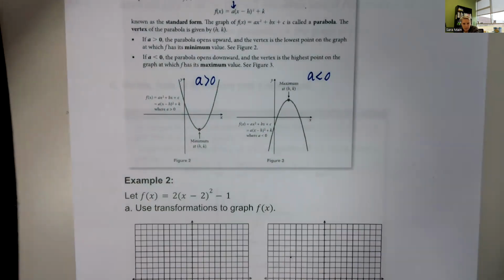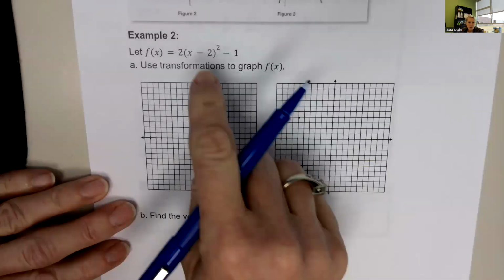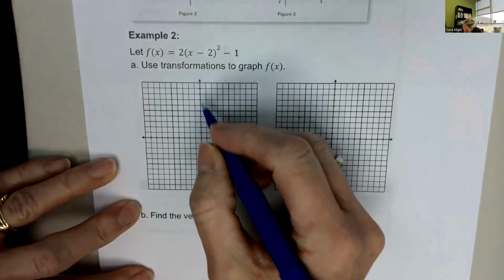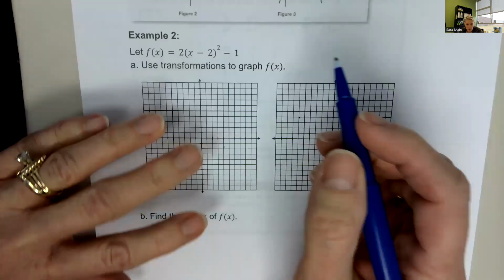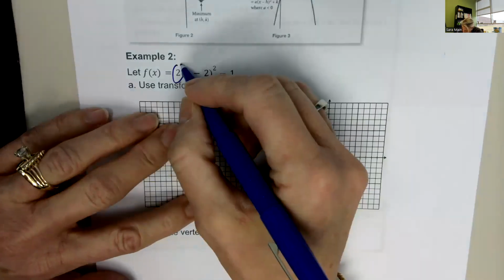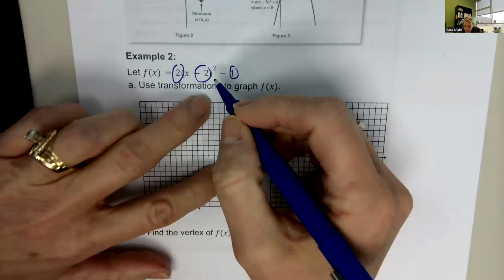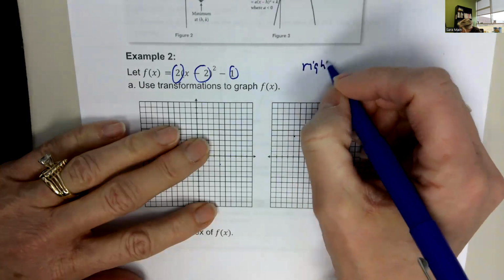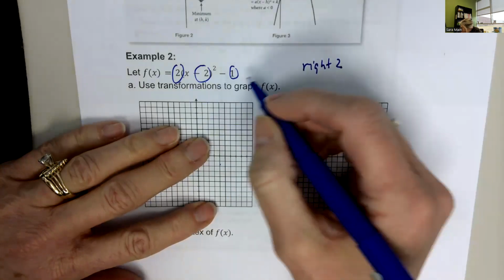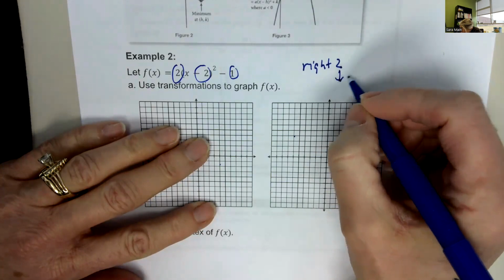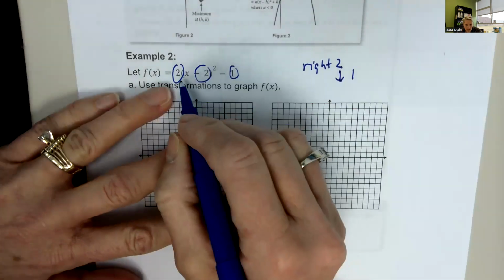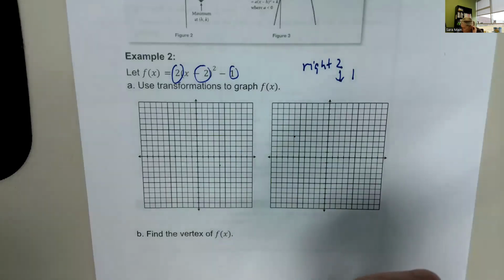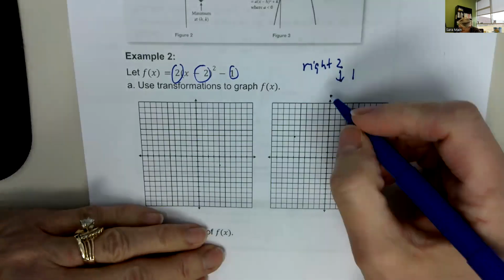So example 2 says, let's use transformations to graph this. I really want you to notice the things that are happening here. We have 3 things happening. The minus 2 means that we're shifted to the right 2. And then negative 1 means we're down 1. And this 2 out here means that we are magnifying it by a factor of 2.